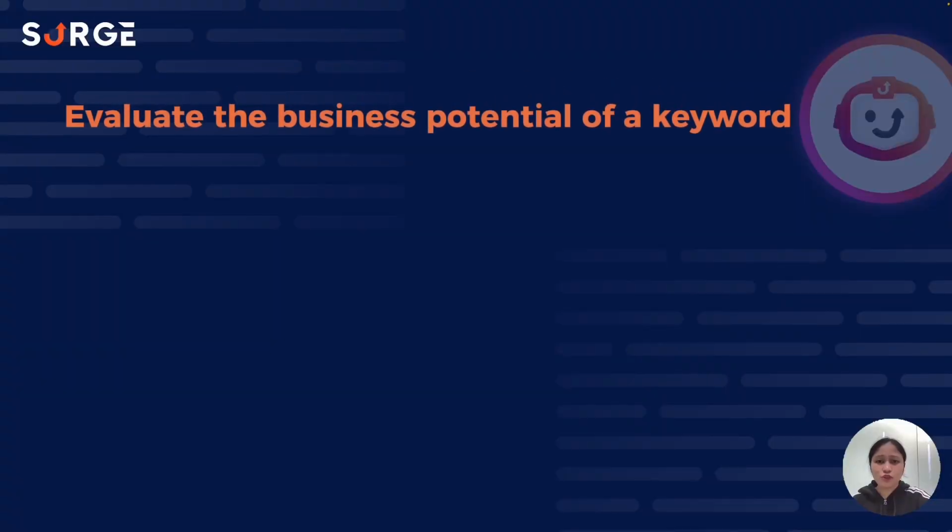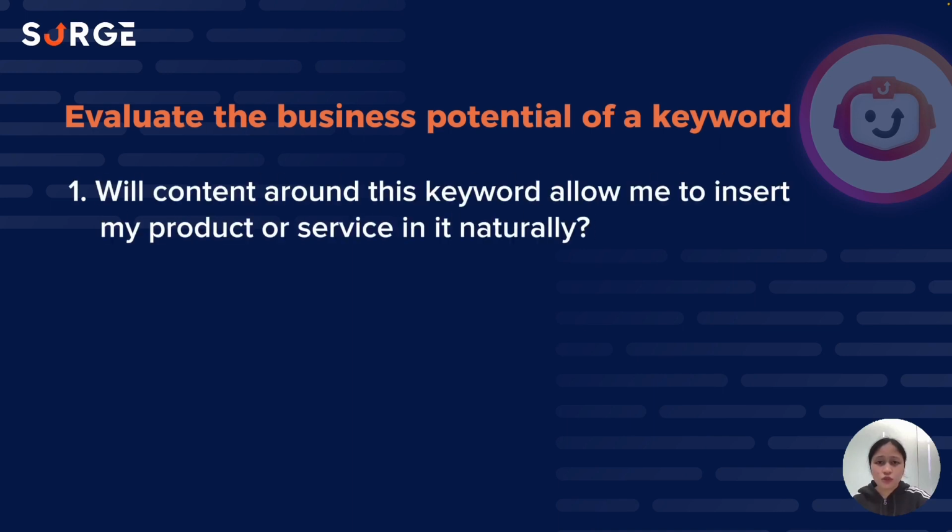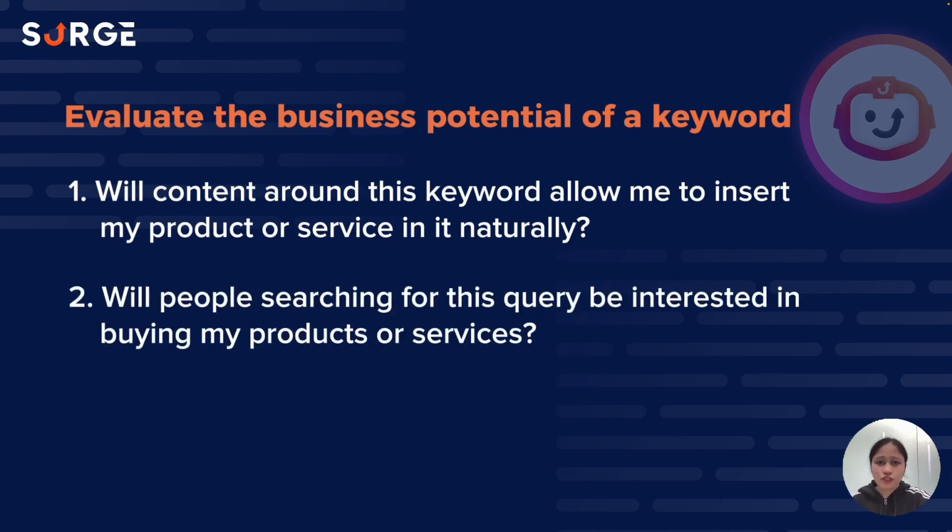Next, a good way to go through the keyword list is also by evaluating the business potential of a keyword. So while selecting your keywords, ask yourself these two questions. First, will content around this keyword allow me to insert my product or service in it naturally? And second, will people searching for this query be interested in buying my products or services? If the answer to either of these questions is a big yes, then prioritize those keywords. If not, you could still include them, but consider putting them further down your priority list.